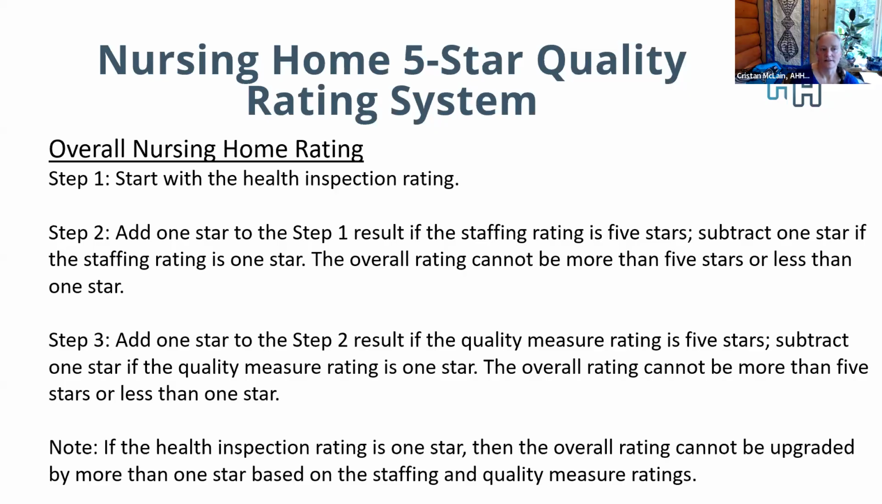Step 3 is you add 1 star to the step 2 result if the quality measure rating is 5 stars, and subtract 1 star if it is 1. So the same thing: if you have a quality measure rating of 5 stars, that will bring you up 1 point. If you have 1, it'll bring you down 1. If you're a 2, 3, or 4, it doesn't change it at all. If the health inspection rating is 1 star, you must stay at 1 star, according to this. I don't think we have any special focus facilities right now in Alaska, but you do not get a star rating if you are under the special focus program. You just get a yellow warning sign that says you're part of that program.